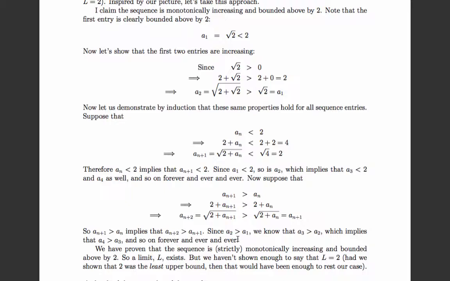So since we know already that a2 is greater than a1, we know that a3 is greater than a2, and a4 is greater than a3, and a5 is greater than a4, and so on forever and ever. So we've proven that the sequence is monotonically increasing, strictly monotonically increasing in fact, and bounded above by 2. So the limit L exists. It's monotonic, it's bounded, a limit must exist. Now again, we haven't yet proven that the limit is 2, because so far as we know, 2 is an upper bound. We don't know that it's a least upper bound, even though the picture suggests that it likely is. We haven't proven it.